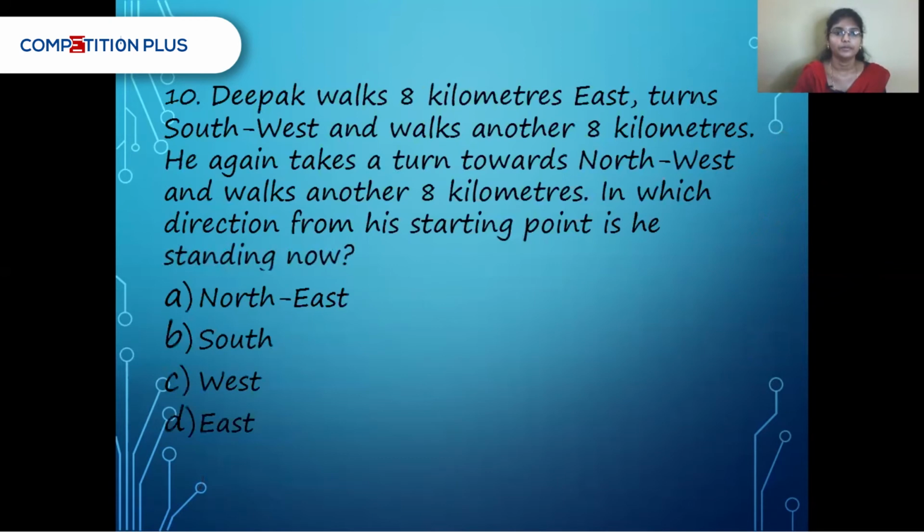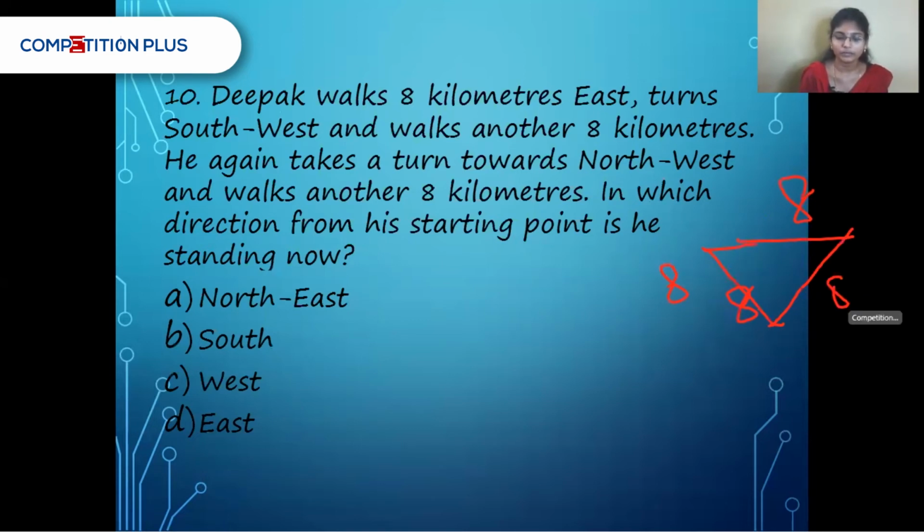Next. Deepak walks 8 kilometers east. So this is the east. He is moving 8 kilometers and turns southwest. So southwest means you should know which is the southwest direction. This is the southwest direction and walks another 8 kilometers. He again takes a turn towards the northwest. We draw the northwest like this and walks for another 8 kilometers.